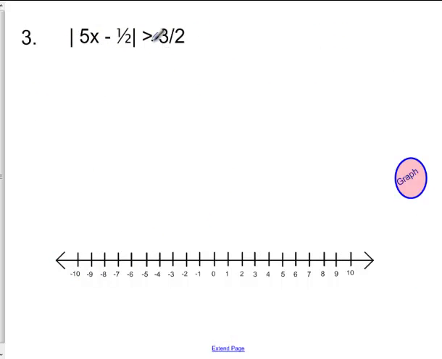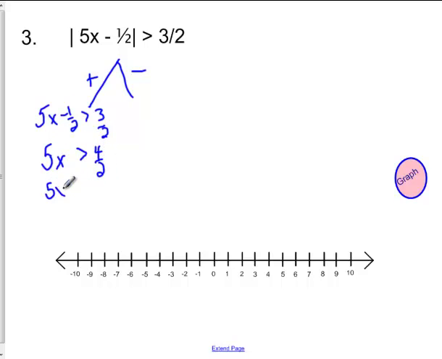Okay. By now we can blow through this, and this should be done algebraically. Okay, 5x minus a half is greater than 3 halves. 5x is greater than 4 halves. 5x is greater than 2. X is greater than 2/5.